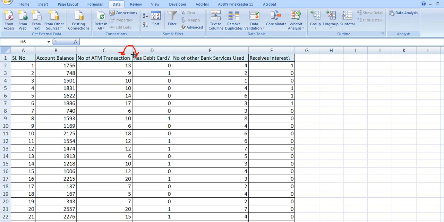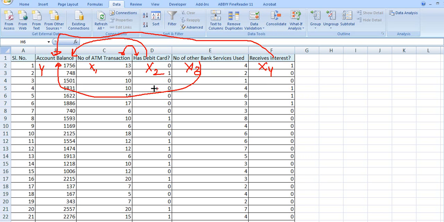But what is the impact of having a debit card on the account balance? What is the impact of using any other services on the account balance, and whether you are receiving interest or not on the account balance? So account balance is our dependent variable, and ATM transaction, debit card, etc. are our independent variables, let's say denoted by x1, x2, x3, x4, etc. Right? How do you find out this relationship?